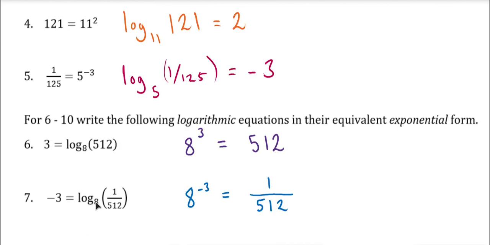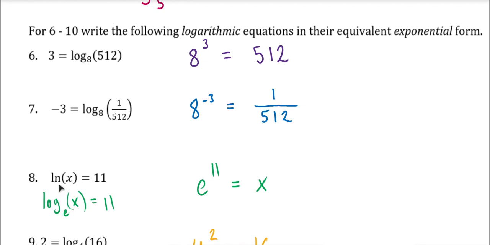Similarly, here we have another base of 8. That goes here. Negative 3 on the other side of the equal sign should be brought up into the exponent, and the argument of the logarithm should be brought to the other side of the equal sign. So the fact that 8 to the power of negative 3 is 1 over 512 is written either in this exponential form or in the previous logarithmic form, negative 3 being equal to the log base 8 of 1 over 512. They mean the same thing. They say the same thing. We need to get good at going back and forth between these two equivalent forms.